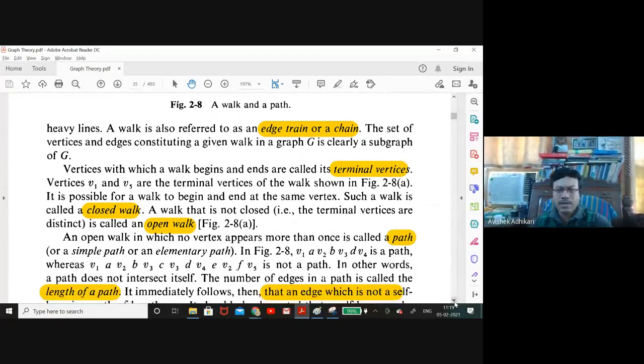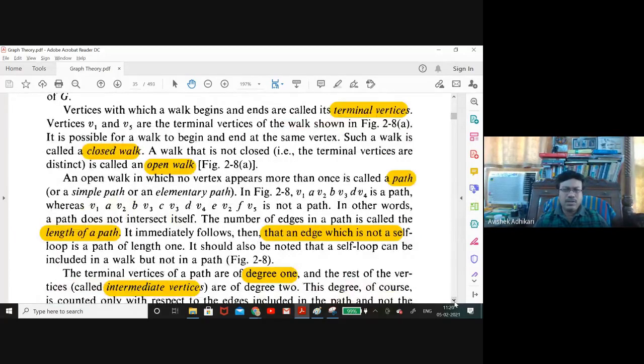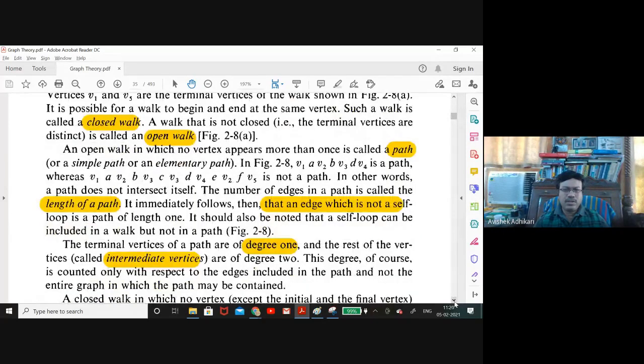So you can understand from the definition what a path is. In other words, a path does not intersect itself. If it intersects with itself, then there must be a loop, which means you have to repeat the same vertex. But in an open path, or a path, or an elementary path, you cannot allow this. The number of edges in a path is called the length of the path.